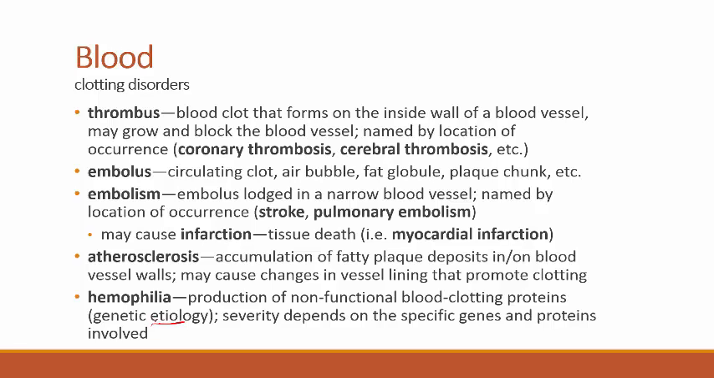So the severity depends on the specific gene or proteins that are involved. Remember, the entry point into the common pathway was factor 10. When it's produced, then that continues to have effects downstream in that flowchart that we were just looking at. Because factor 10 is a common pathway protein, that's going to cause really severe hemophilia. Whereas if one of the factors further up in the flowchart is affected by this genetic disorder, then there may be less effect to the person.